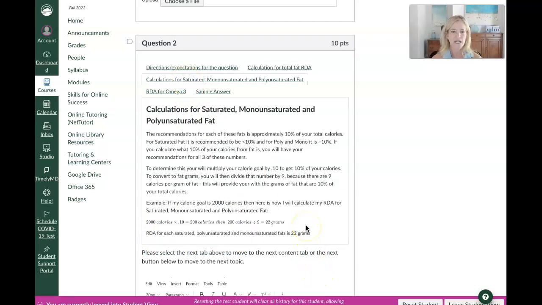Targets for saturated, monounsaturated, and polyunsaturated, they're all the same. Ideally less than 10% for saturated fat. If you have no saturated fat, there's no need to add foods for that, just to say, but you want it to be less than 10%. So all 3 of them are going to be the same calculation, 2,000 times 0.1, which is 10%, right? Convert that over to grams by dividing that, because you know there's 9 calories per gram, and you get 22. So for each one of these, it's going to be the same.